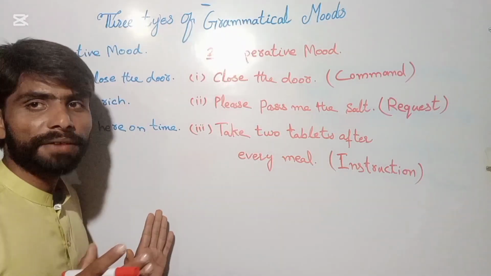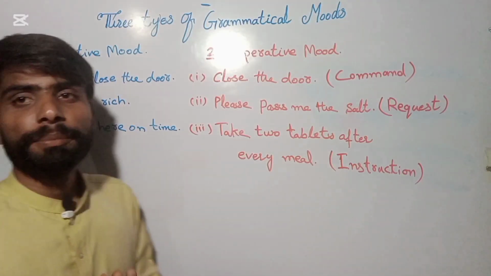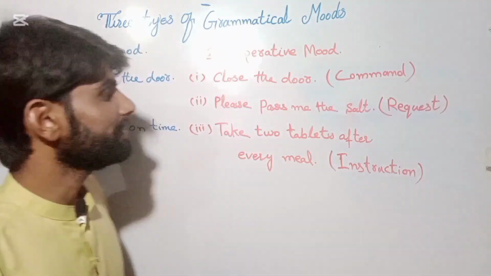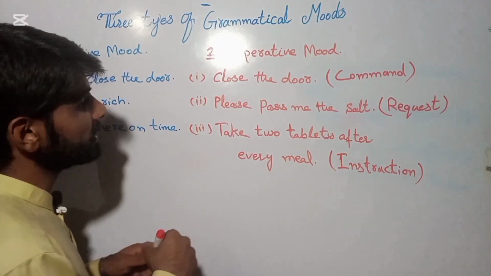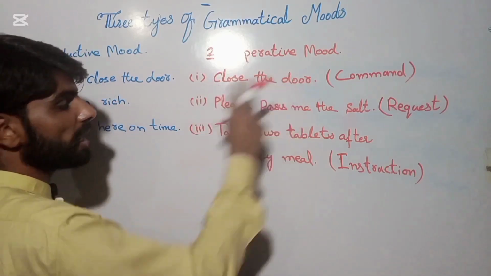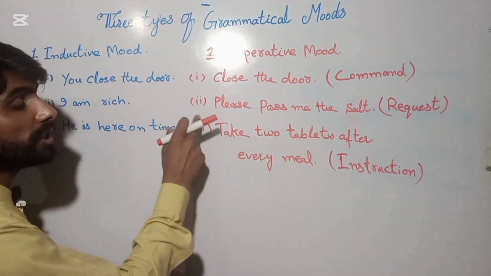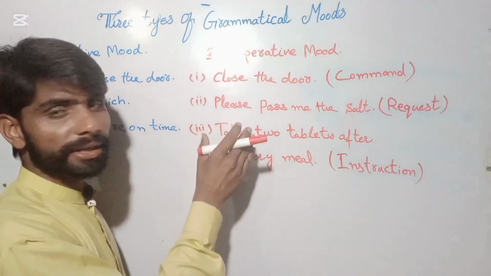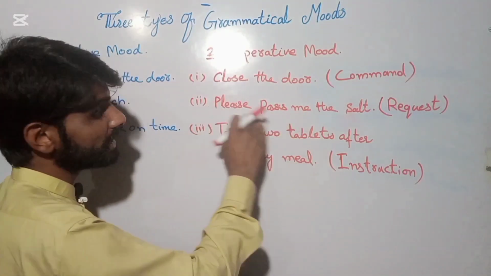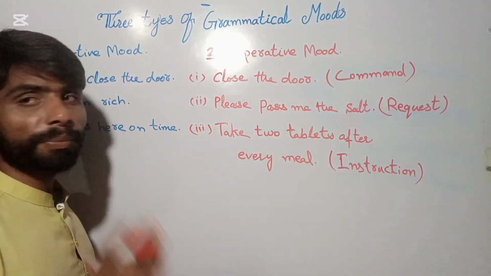Here one thing you have noticed is that we have not used a subject, but without a subject there is no sentence. Here one subject is always hidden. That is you. That means close the door means you close the door. Next is please pass me the salt. Here the you is hidden but not written. You please, you please pass me the salt. You take 2 tablets after every meal. Right, I hope you got it.